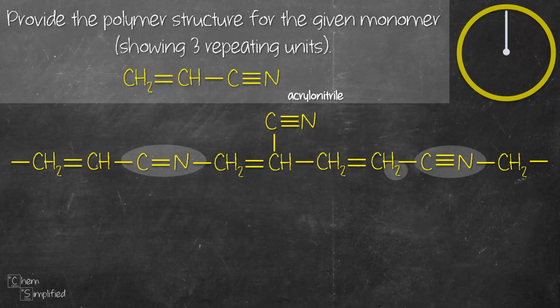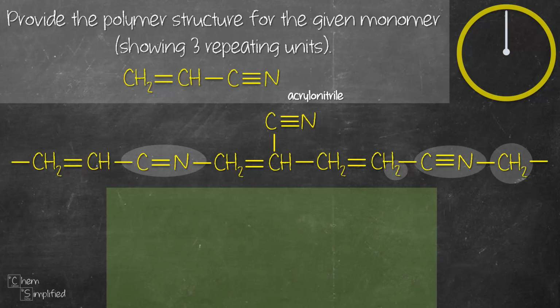The fourth and the final error is here. There is an extra CH2 group which comes out of nowhere. These errors are common mistakes made when drawing the polymer structure. Let's see how the correct answer looks like.